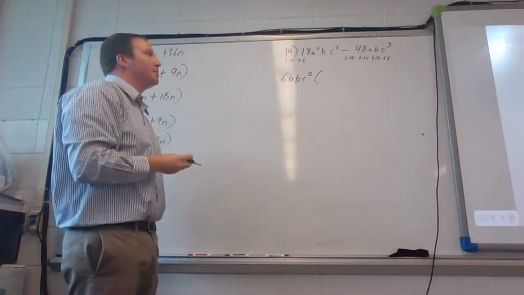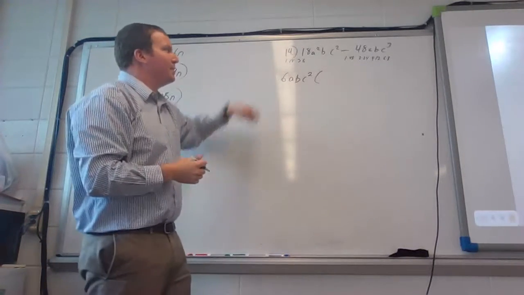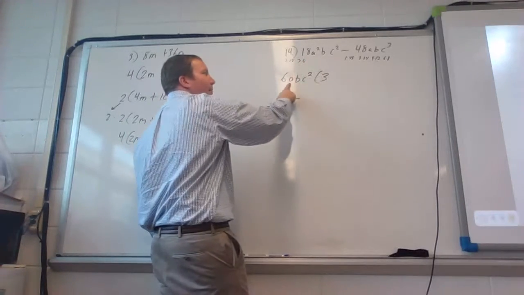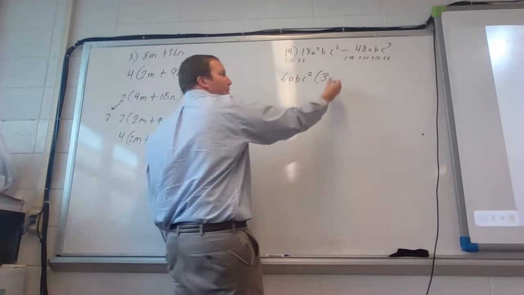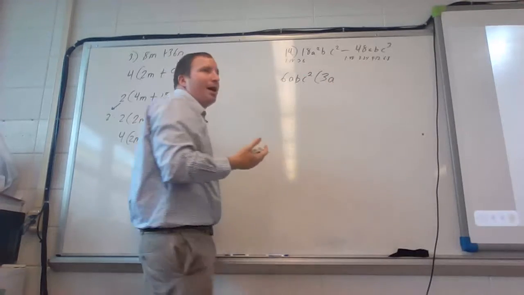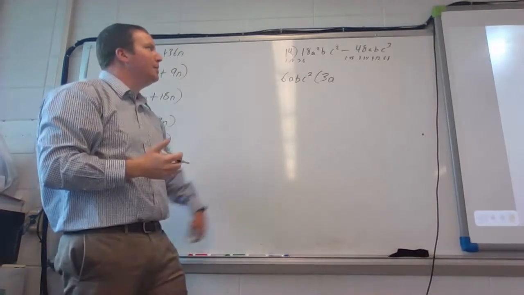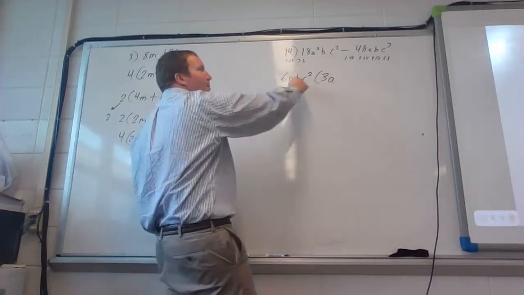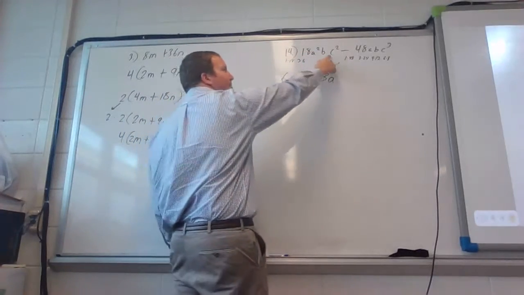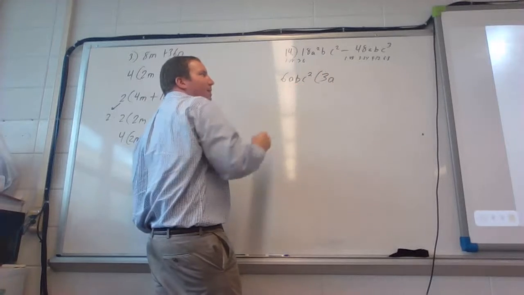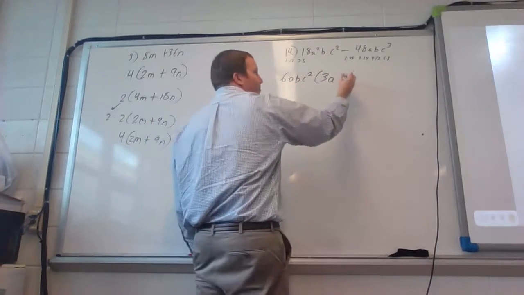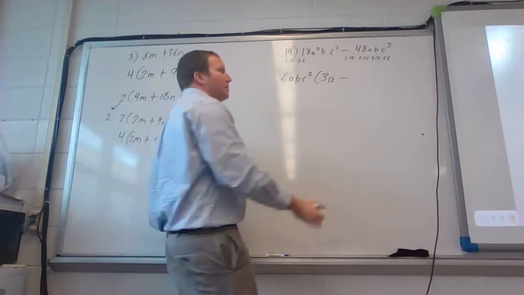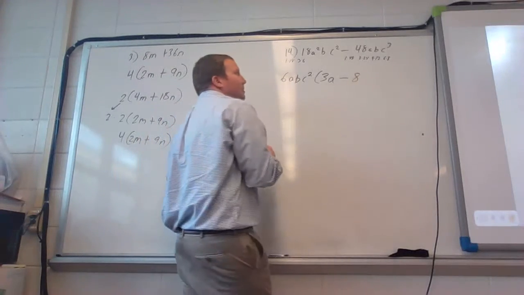And then we do our division. So 18 divided by 6 gives you 3. A squared divided by a leaves us with 1a, or a to the power of 1. Again, we subtract our exponents when we divide. B divided by b, those cancel out completely, and c squared divided by c squared, those cancel out. So we say minus 48 divided by 6, 8.